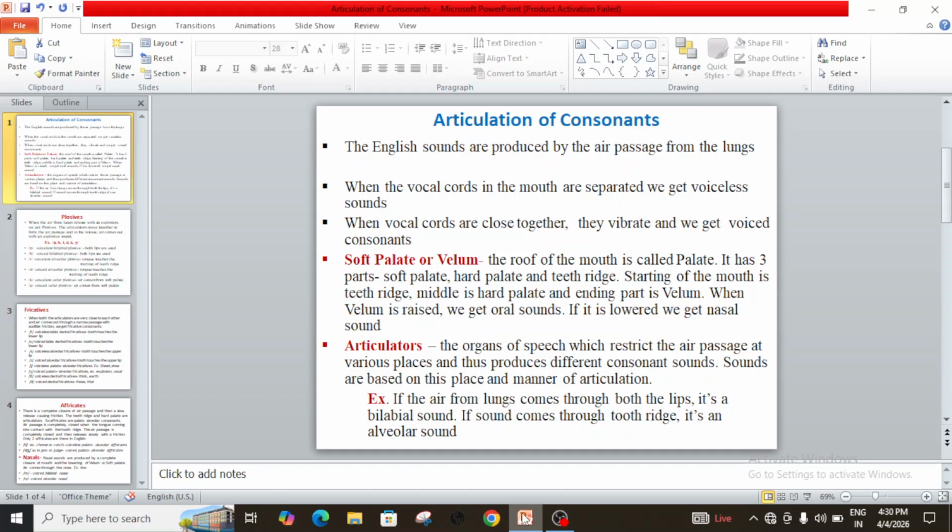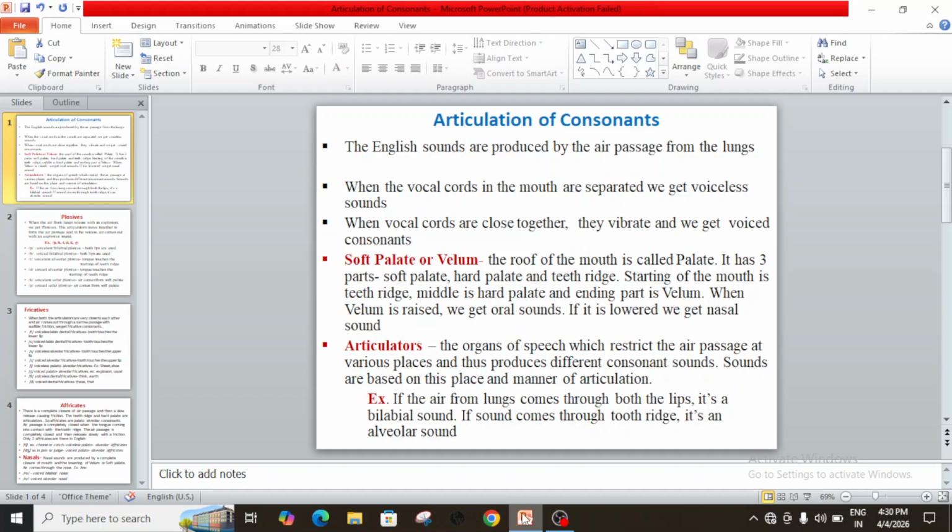In the English language, sounds are produced by the air passage from the lungs. Through the help of the vocal cords we get sound. When the two vocal cords are separated, we get voiceless sounds, and when the vocal cords are close together, they vibrate and we get voiced consonant sounds.